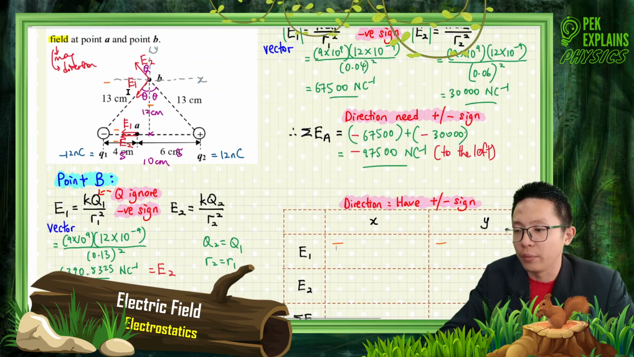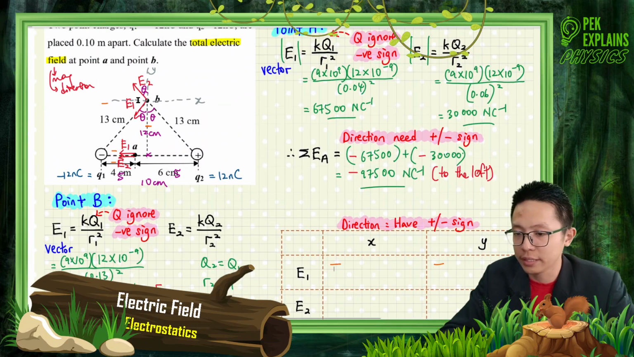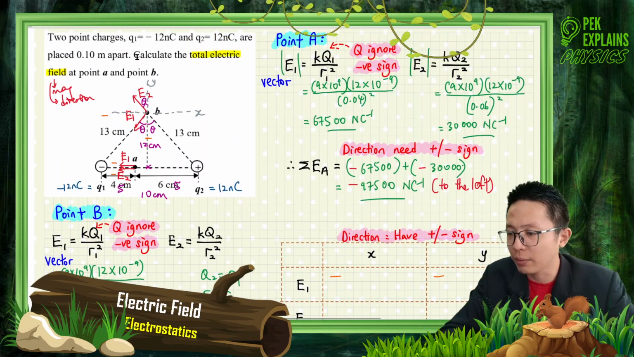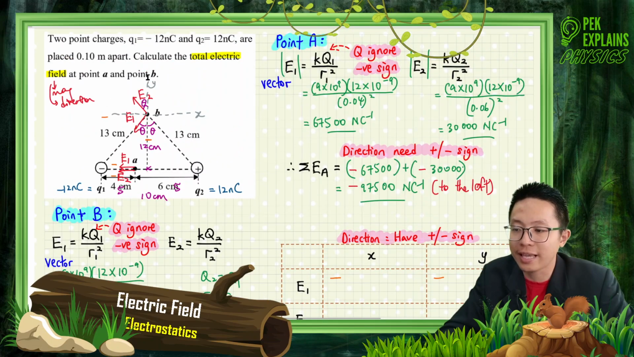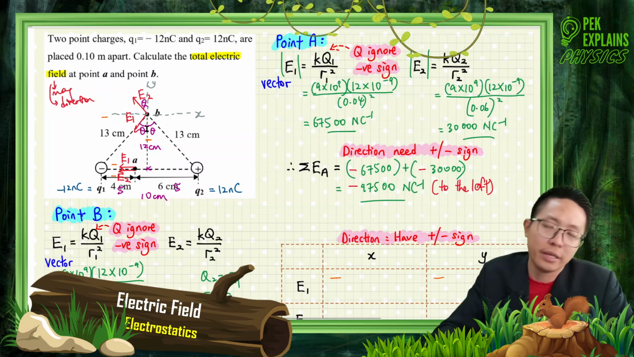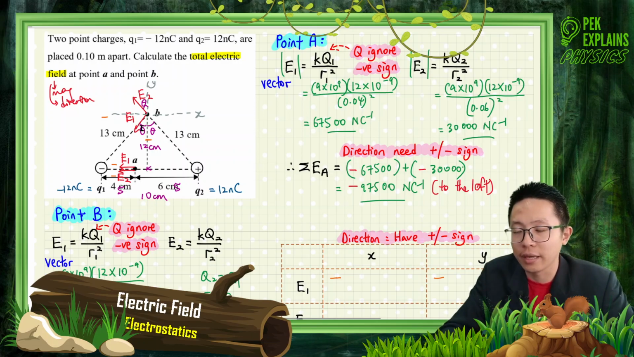Resolve. We need the angles. What is the quickest way? Better you just find the sin theta and cos theta. So you don't really need the theta itself. We just need the sin theta and cos theta to resolve the vector.